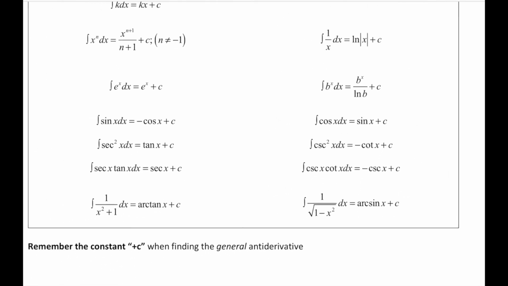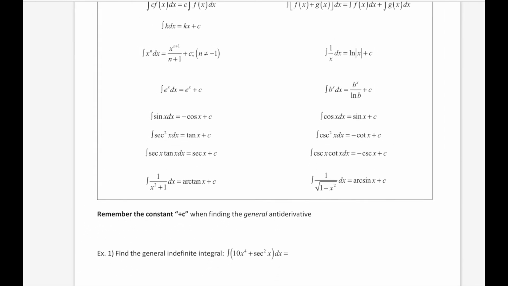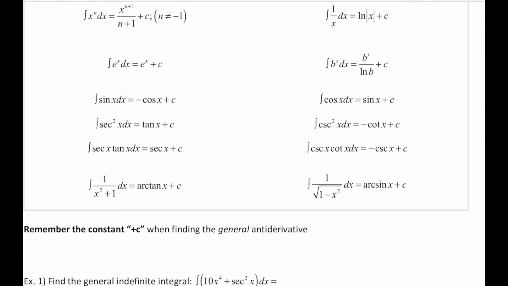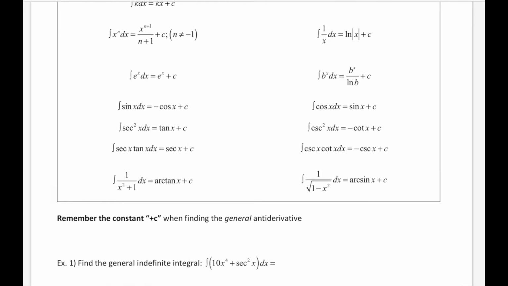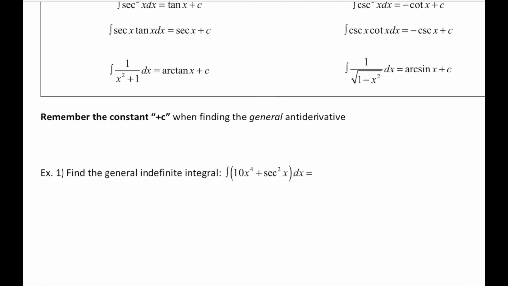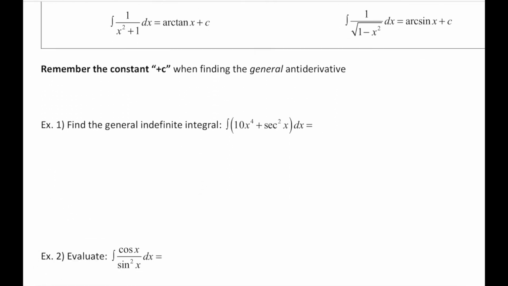Now, when we are anti-differentiating, we can always take the derivative to check ourselves. We've got sines, cosines, and the rest. Follow along. It is just the reverse of our derivative rules. Always remember that constant plus c when finding that general antiderivative. So let's try out a few examples.